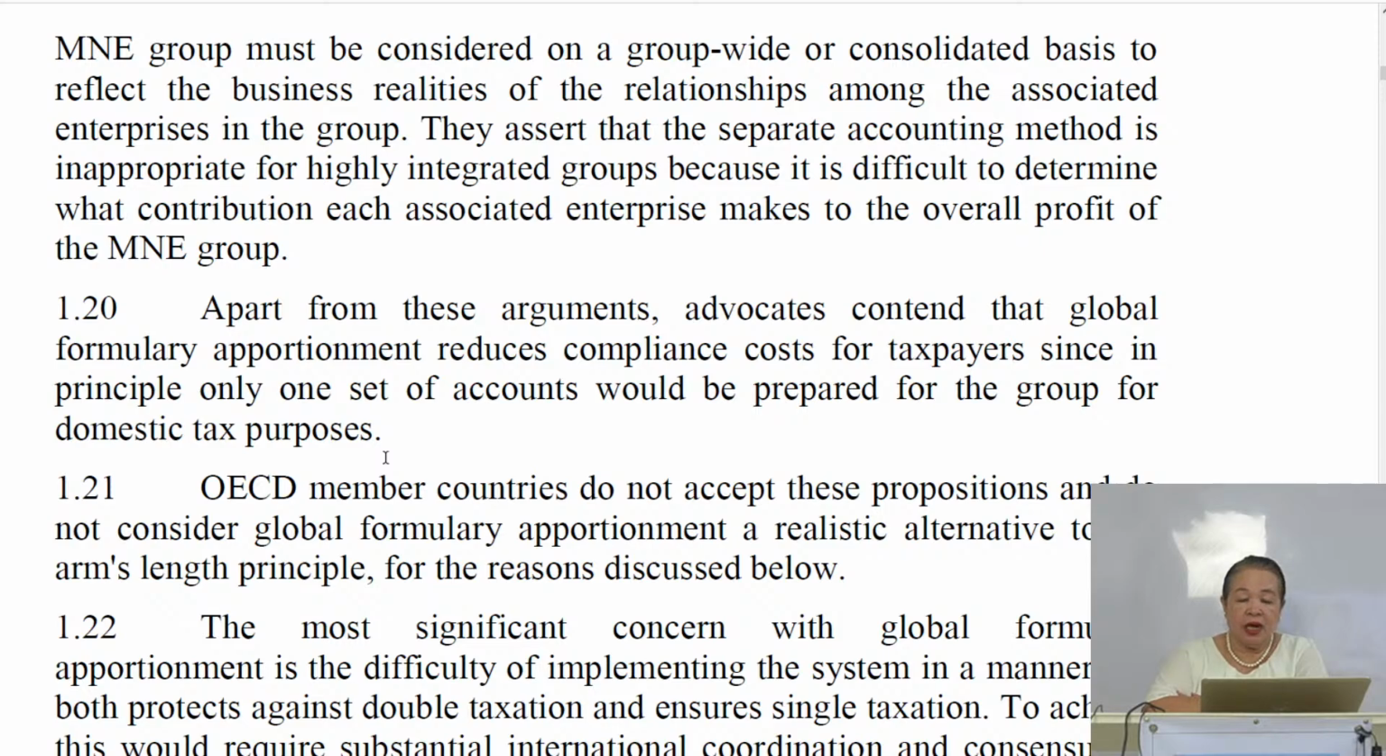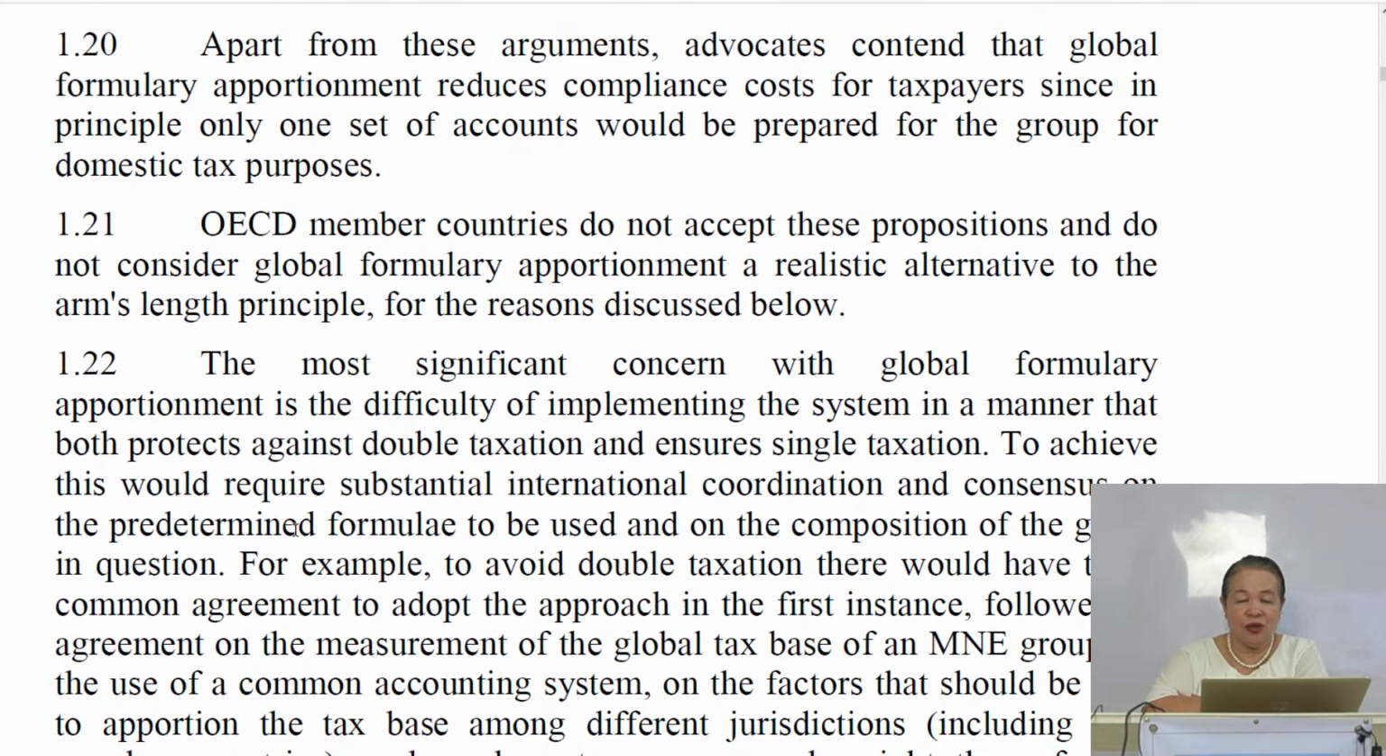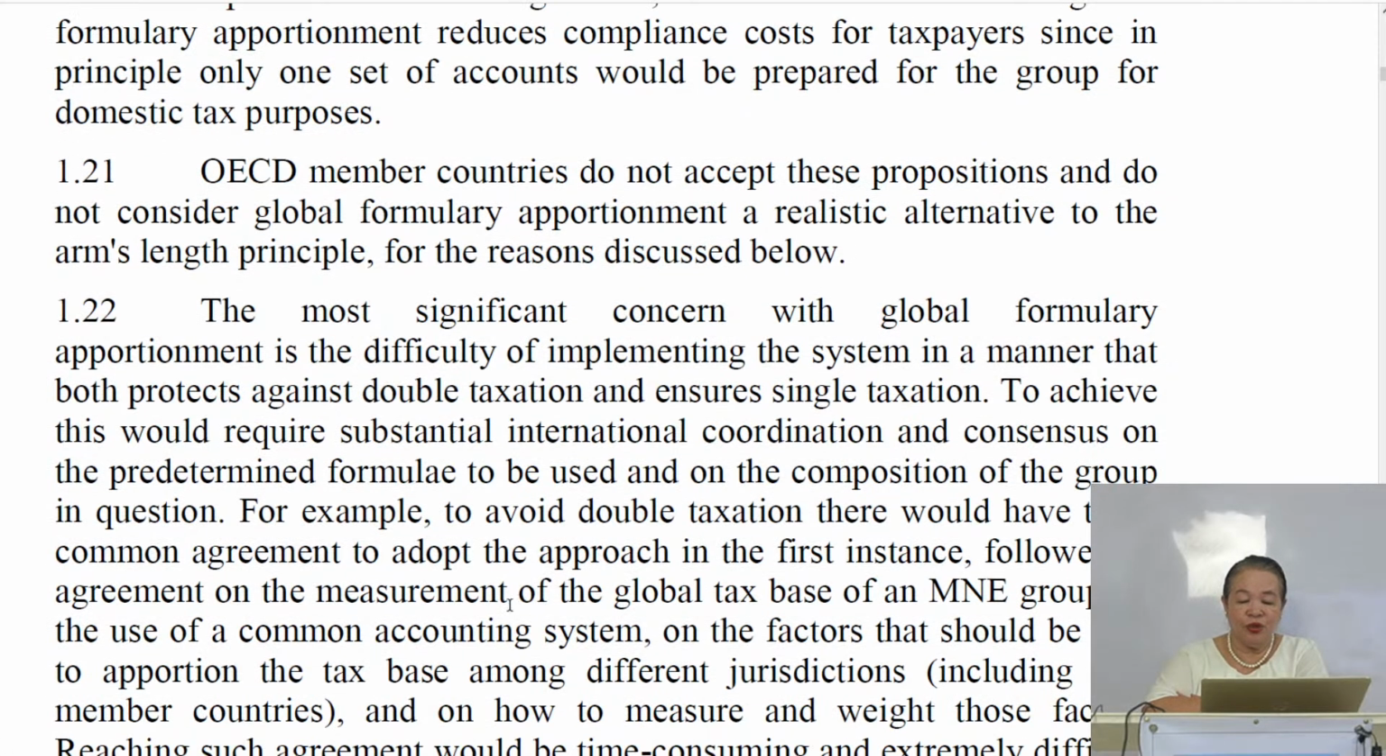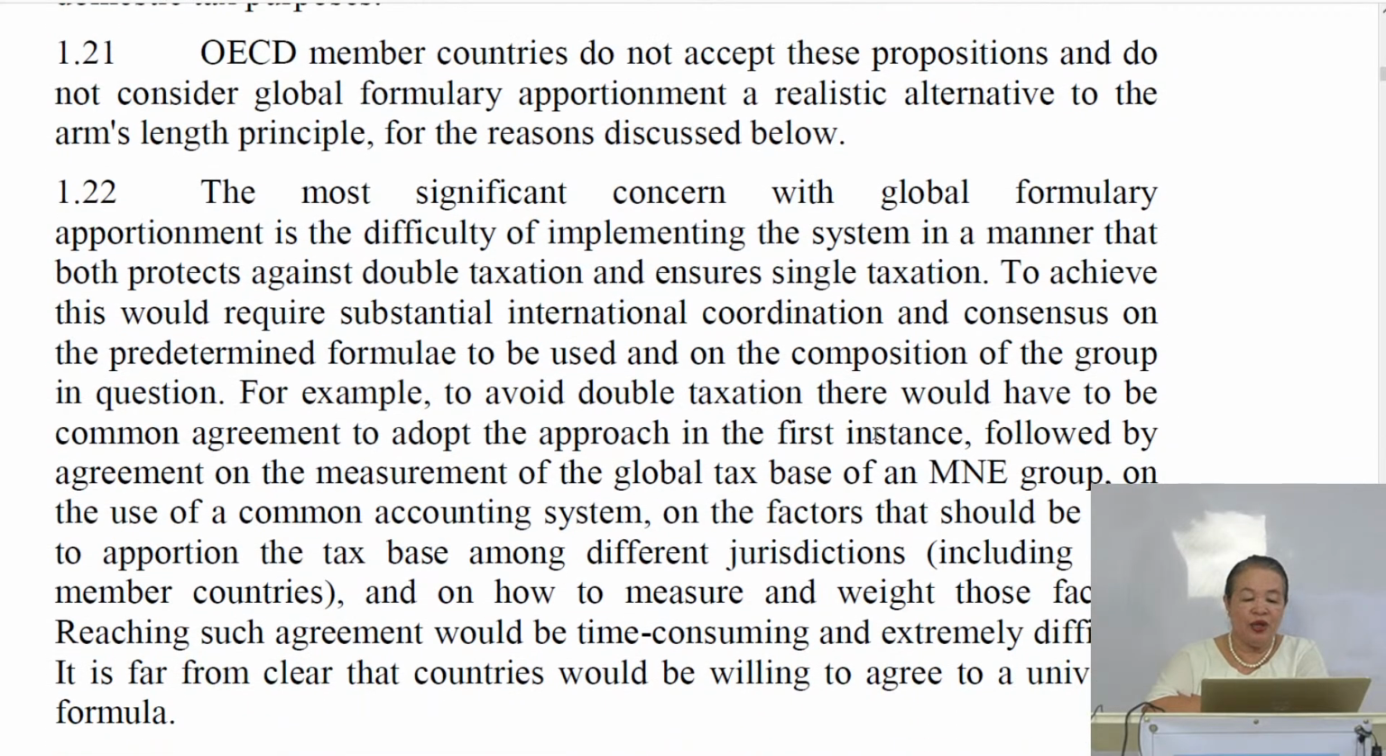So apart from these arguments, advocates contend that global formulary apportionment reduces compliance costs for taxpayers. Yes, of course, because it is easy to, and it is pre-agreed. No? Since, in principle, only one set of accounts would be prepared for the group for domestic tax purposes. The global formulary apportionment is very simple. No? OECD member countries do not accept these propositions and do not consider global formulary apportionment a realistic alternative to the arm's length principle for some reasons. No?